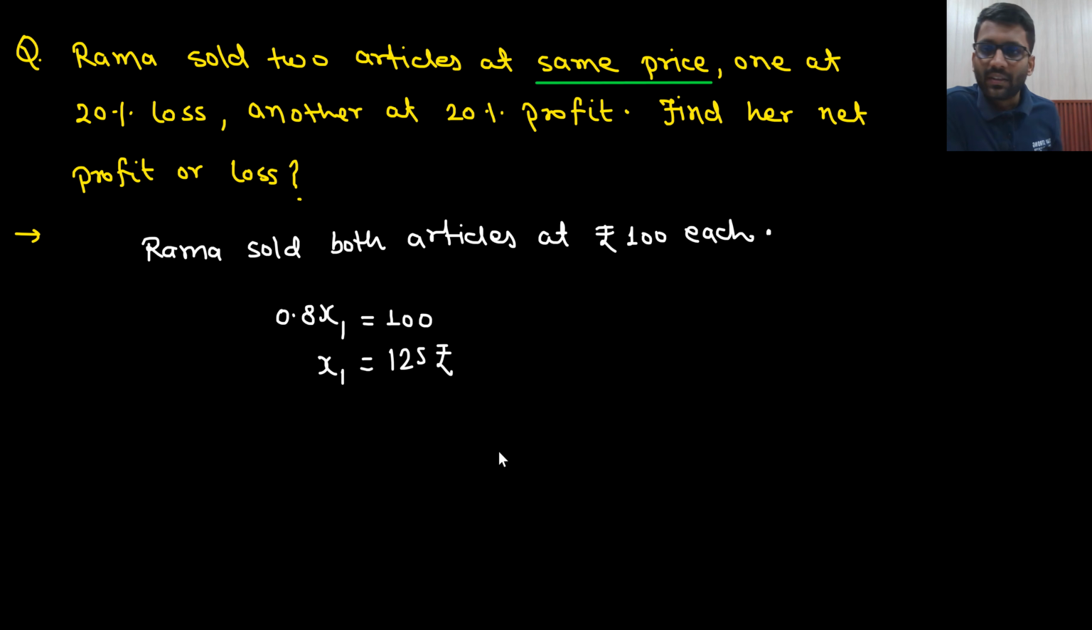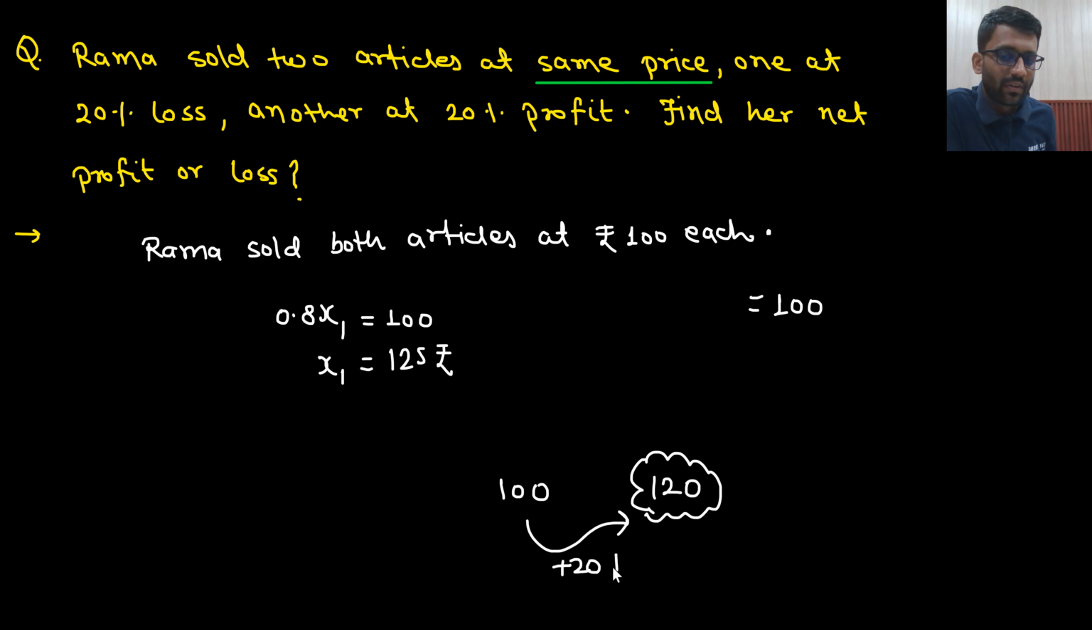Now another at 20% profit. So she is selling another one at 100 rupees only. Okay, let's take an example. I am saying that I am selling something at 120 rupees. Now this 120 rupees I am getting after 20% profit. What do you mean by that? That means initially it was 100 rupees, right? Then only 100 plus 20% will be 120. So this is 1.2 times the initial price at which she bought.